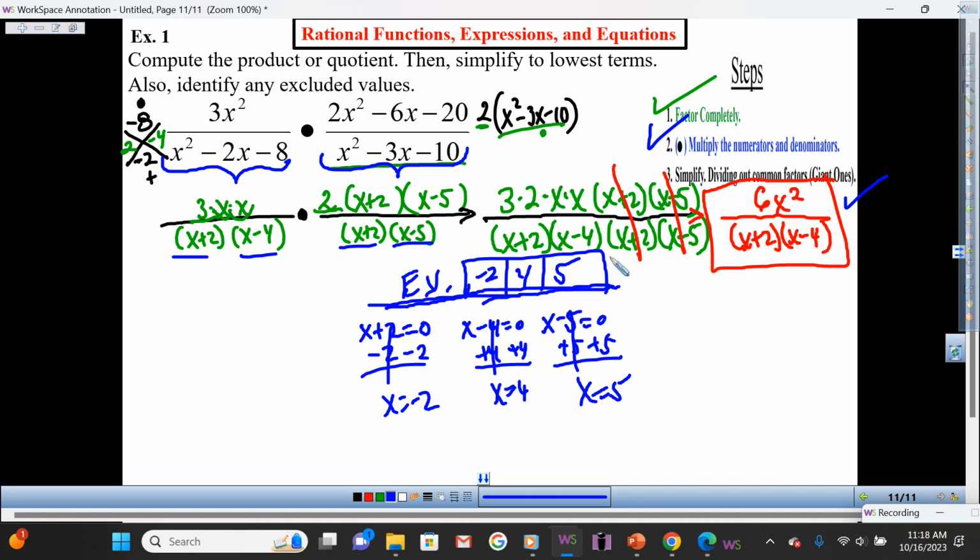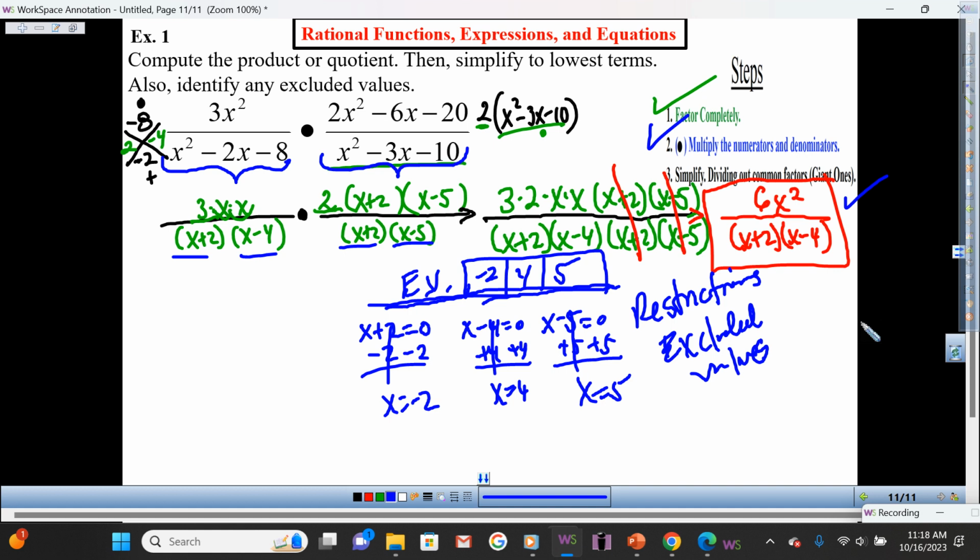So once again, those are called excluded values. They also use the term in your book, they say restrictions, meaning what numbers are restricted from being used on that expression. So you can write this restrictions, or excluded values. All right, so I think we got this, yes?